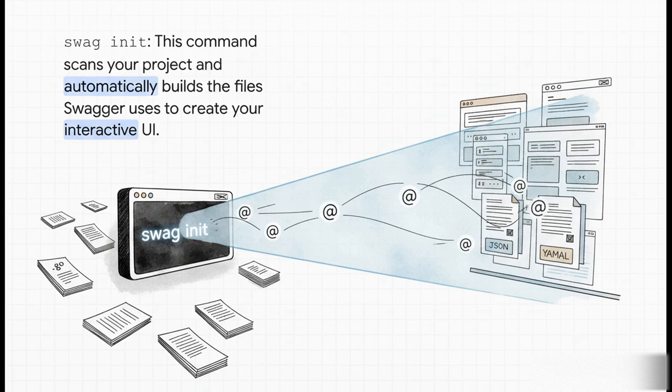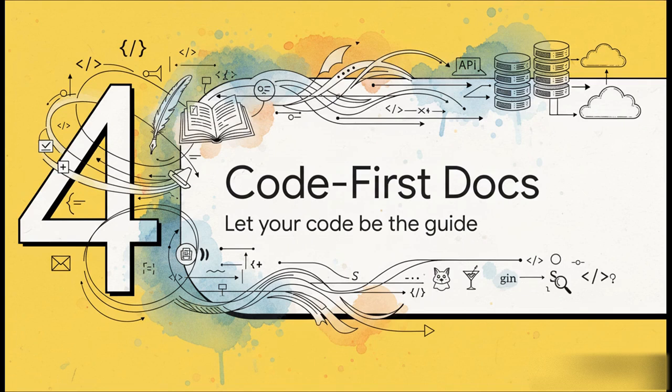Seriously, that's it. And this right here is the magic wand, swag init. This one command does all the heavy lifting. It scans your entire project, finds all those little comments you added, and poof, it builds all the files Swagger needs to create that beautiful interactive UI. This really gets to the heart of the idea, what we call code-first documentation. Think about it. Instead of having your docs in some separate, forgotten Word file, your code itself becomes the single source of truth. You're basically writing the story of your API as you're building it.